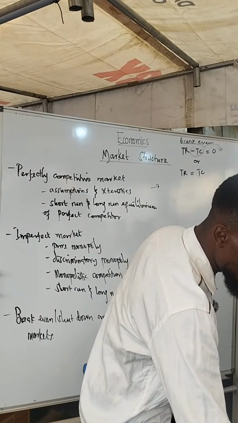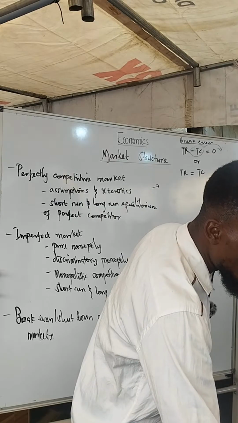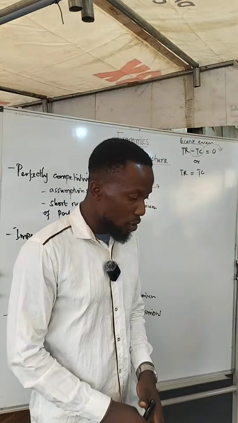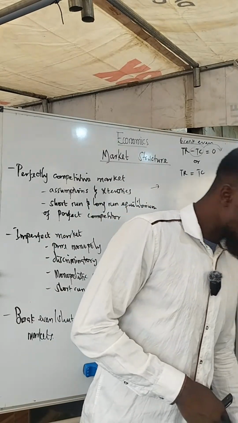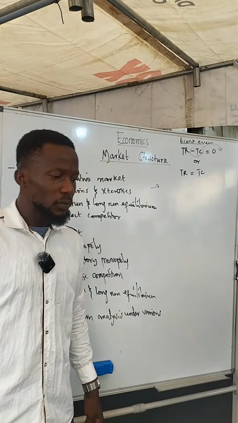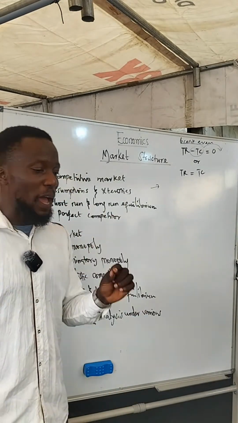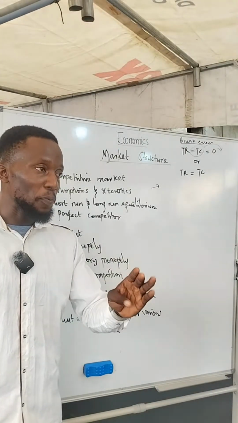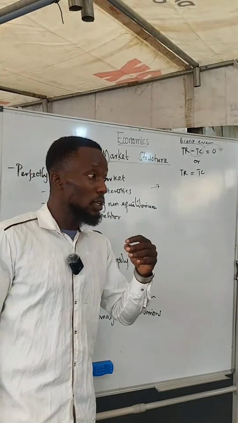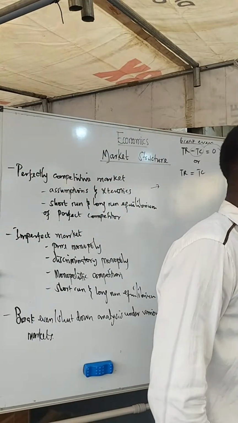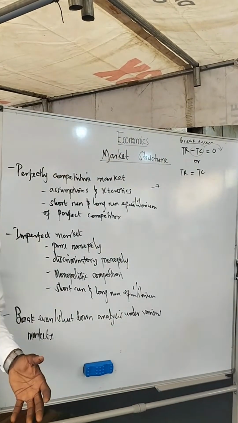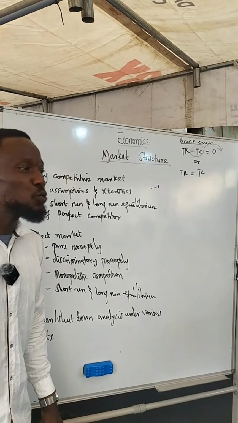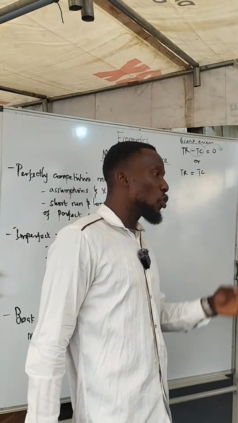Don't forget that we are looking at the first one, a perfectly competitive market. A perfectly competitive market is a theoretical market. I will explain why it is a theoretical market. It is a theoretical market because there is no market anywhere that is perfect. Is that taken? That is why I clearly state that it is a theoretical market.